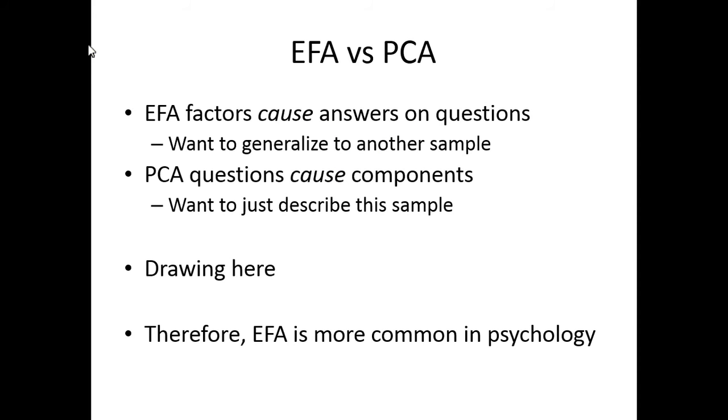Here's the other big distinction. So common variance, unique variance. The other distinction between EFA and PCA is the direction of the arrows. So in EFA, the factor, or the latent variable, is thought to cause the questions. This is what gets most people. Okay. So I'm going to take these things that I measured and come up with an IV that I didn't measure to predict them.